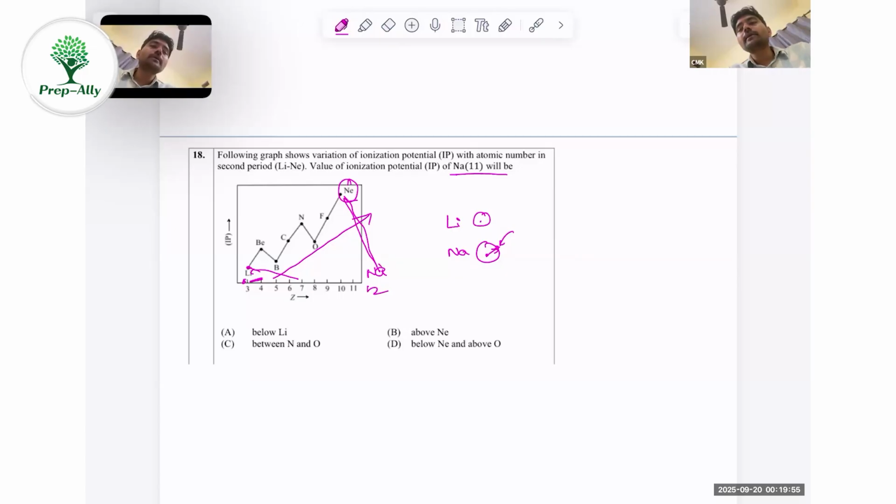Again it increases, like magnesium, aluminum, and so on. Aluminum is half filled, so it is stable and removal will be difficult. But compared to boron, aluminum will be less because its size is more. The ionization potential value of aluminum will be less than boron. So below lithium, option A is correct for the 18th question.